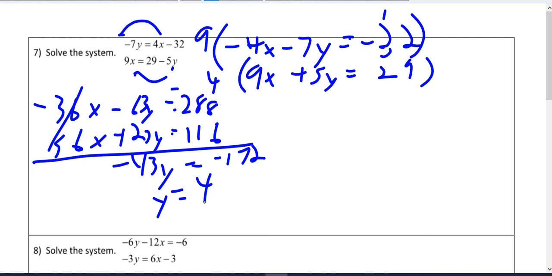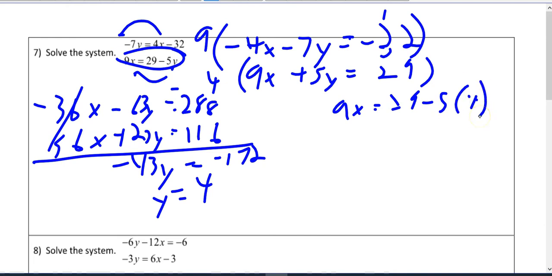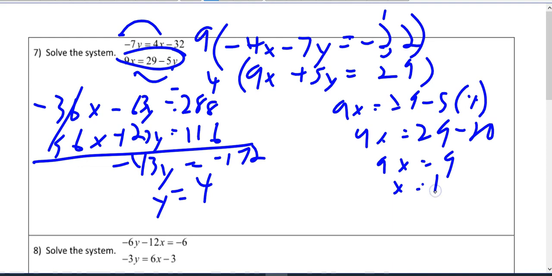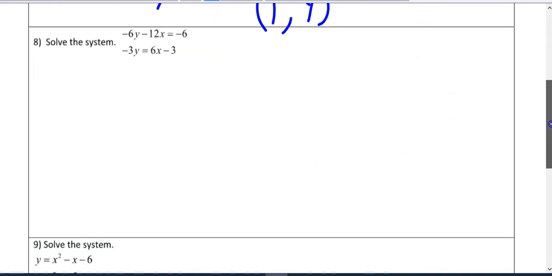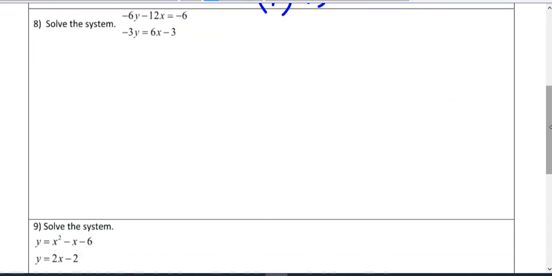And I can plug that into either one, okay? I'm going to plug it into this one. So 9x equals 29 minus 5 times 4. So 9x equals 29 minus 20. 9x equals 9. x is 1. So my point is 1, 4. Again, if I'm going too fast, you can always slow this down, hit pause, rewind, whatever works for you.